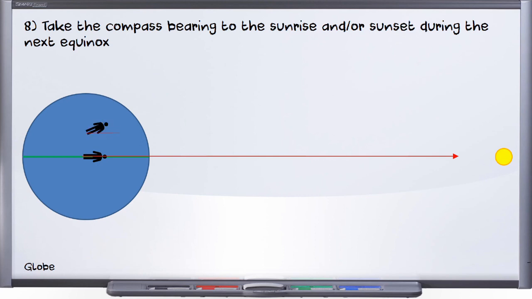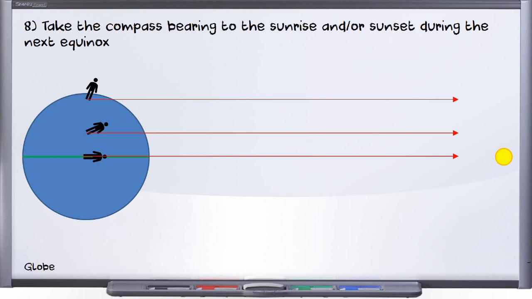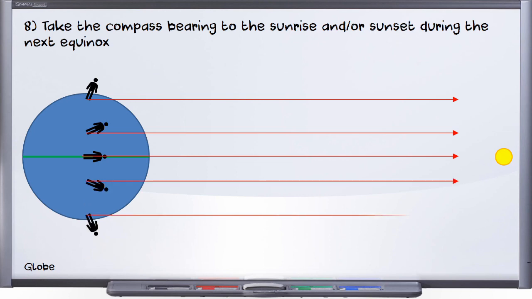So let's put another observer a little bit in the northern hemisphere, a little bit further north, like way up in the Arctic Circle. All our observers are looking towards the sun, and they're on the same east-west line here, so that all happens at the same time. Let's do some in the southern hemisphere, and that's what that looks like.